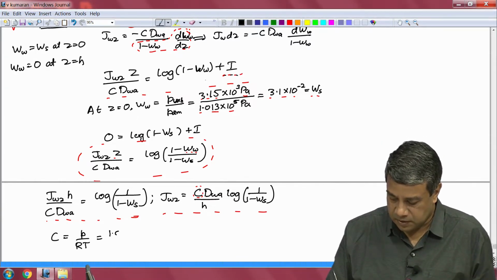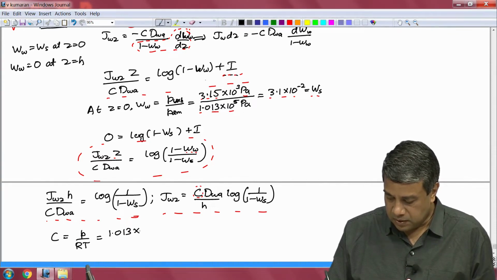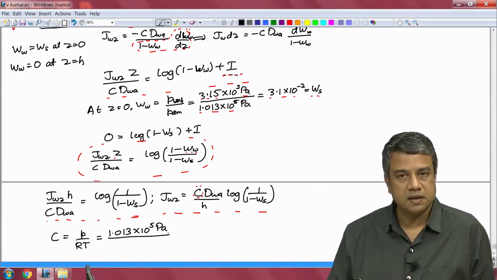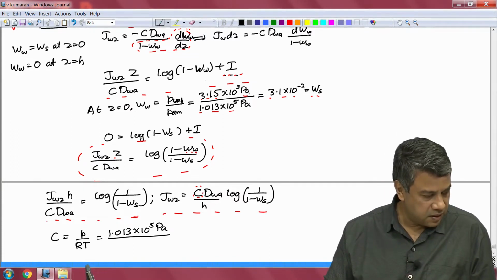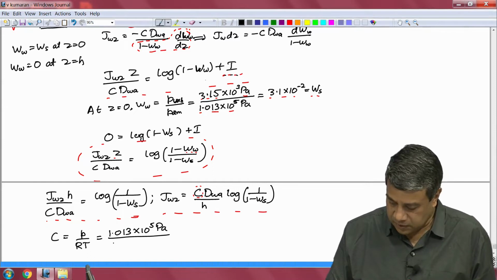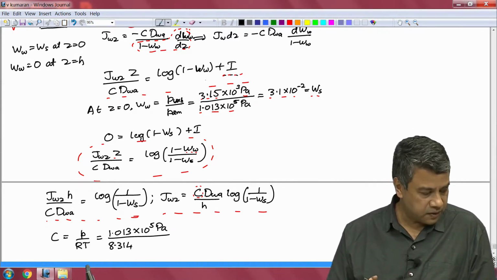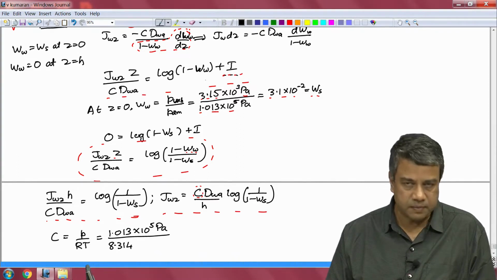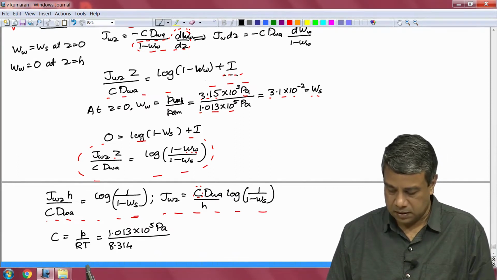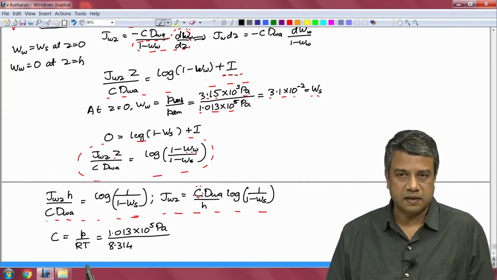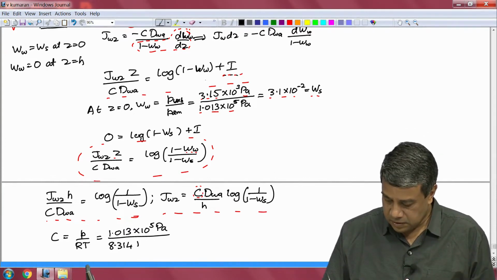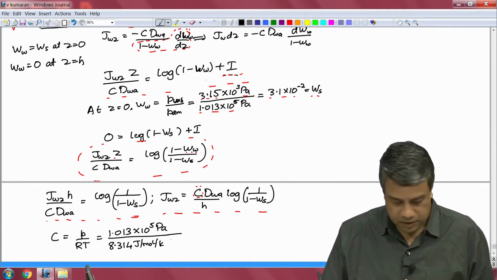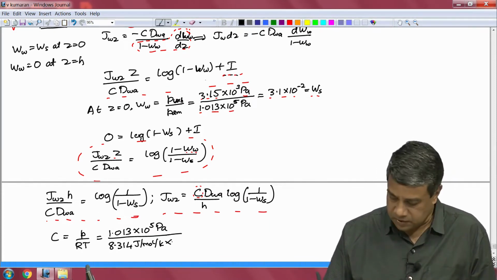So, this is 1.013 times 10 to the power 5 pascals is the pressure, and R is equal to 8.314. 8.314 is basically in energy per Kelvin. So, this is joules per mole per Kelvin. Into the absolute temperature that we had, which was 298 Kelvin.